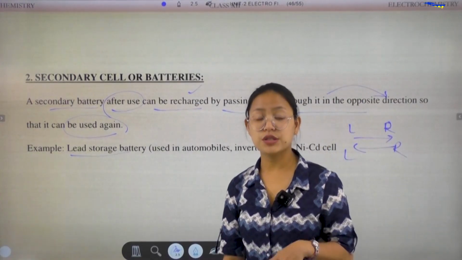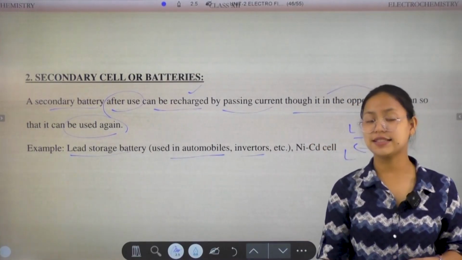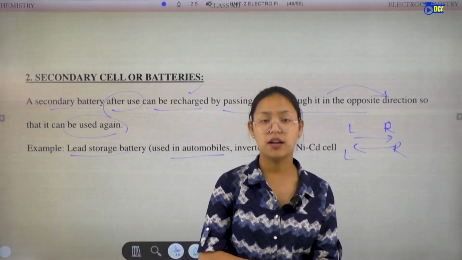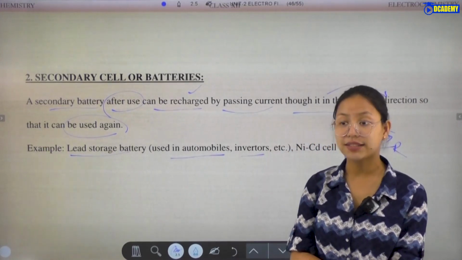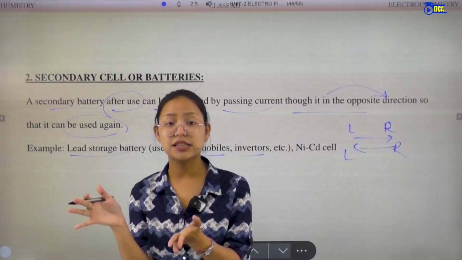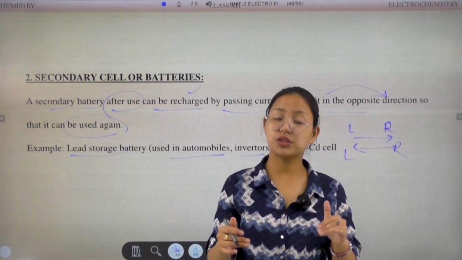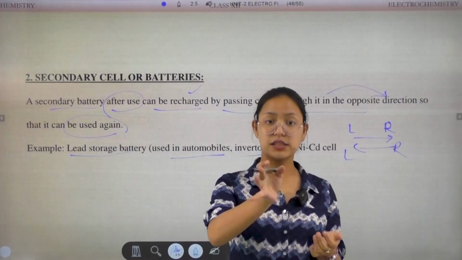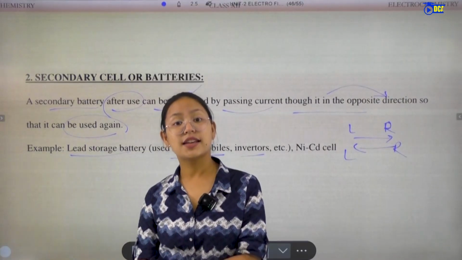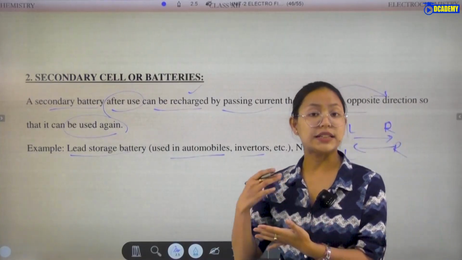A lead storage battery can be reused, like the one in an inverter. It is highly used in automobiles, inverters, etc. Even these electric cars and electric vehicles run on a battery. Any type of automobile or vehicle, the auto battery, even the car engine battery, so every automobile and vehicle has its own battery.